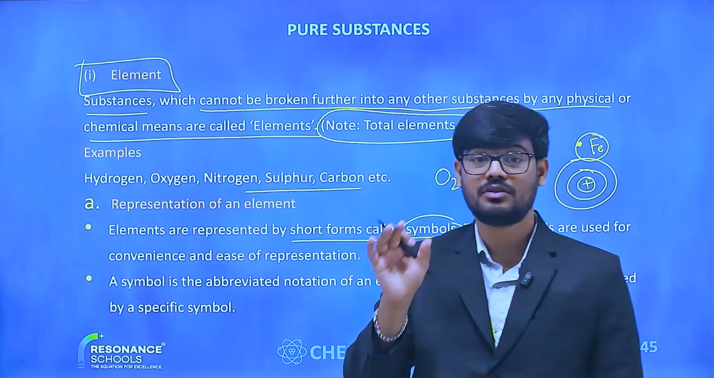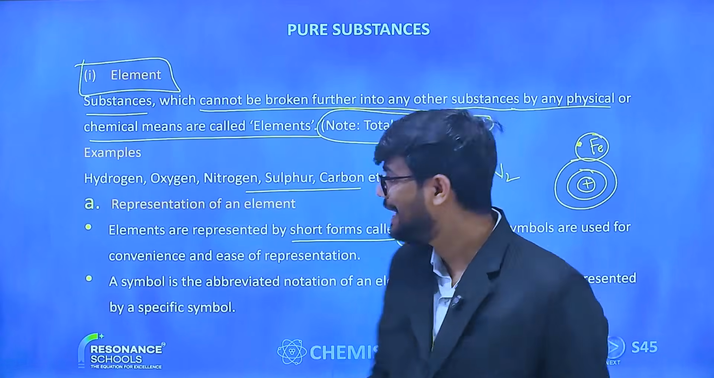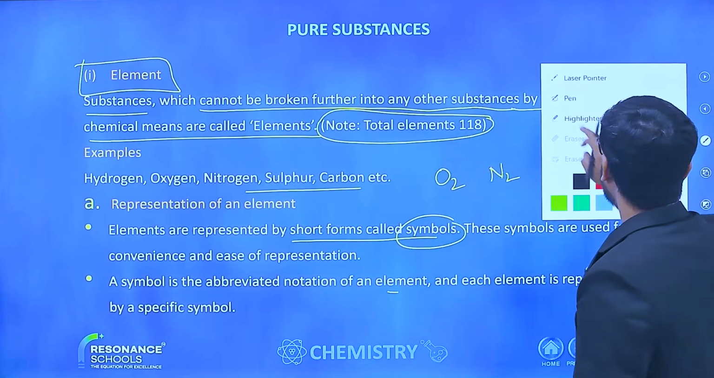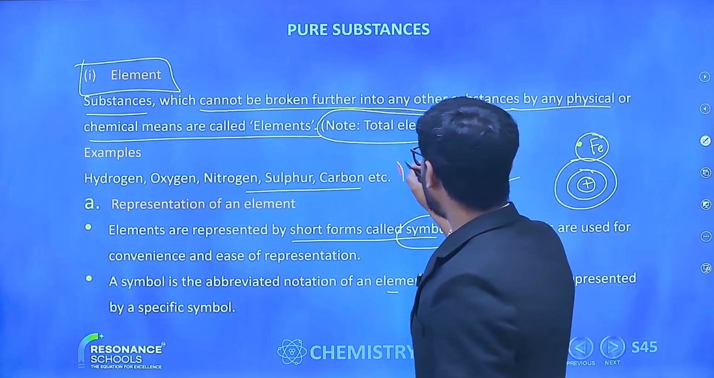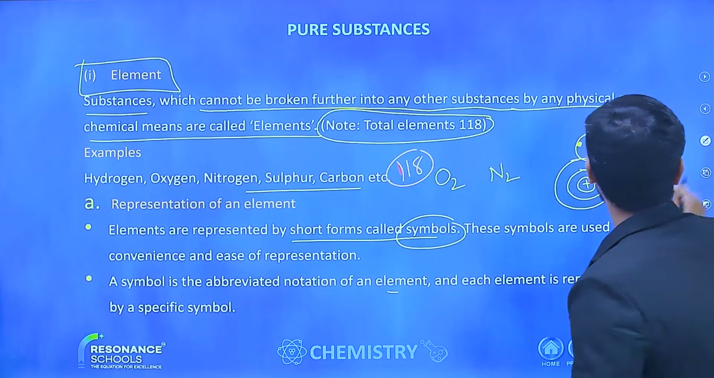As per the periodic table, till date we have 118 elements. So this is a thing. Let's move to the next slide.